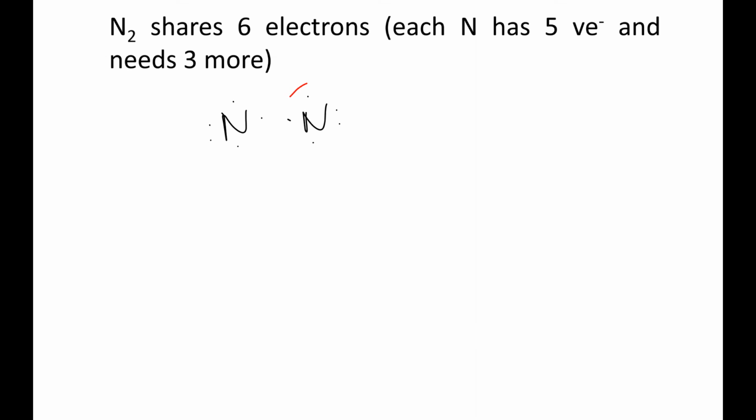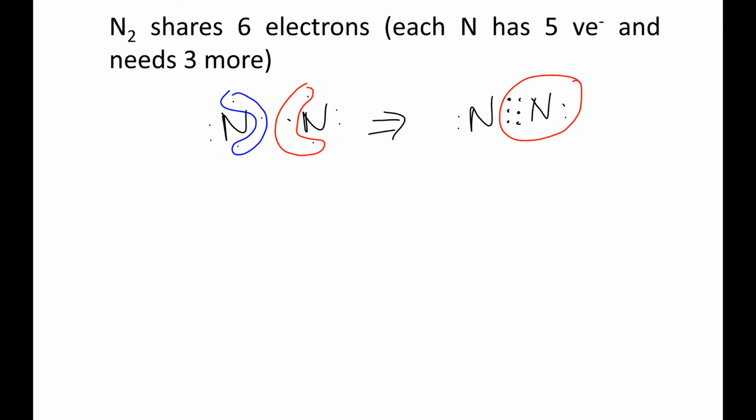So this one has these 3 it's going to share. This one has these 3 it's going to share. So when it shares, it's going to look like this. So the 3 kind of line up there, there, and there. And this way, this nitrogen now has 8, and this nitrogen has 8.